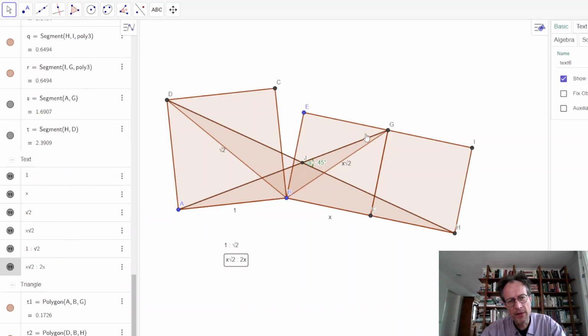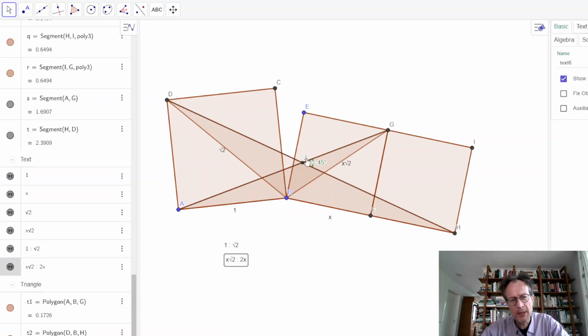If you look, we have this side, this relates to this side, so that is x square root of 2, and it is 2x. But of course we can then divide by x square root of 2. So what we find then is that those proportions, that's exactly equal to 1 to square root of 2. So that means that the sides have the same proportions to each other, and that implies that the two triangles are similar. That's following from the side angle side theorem.